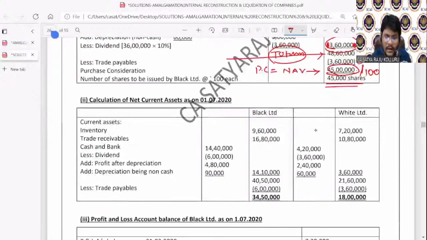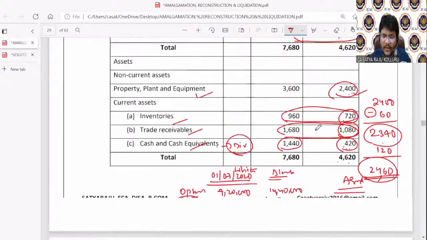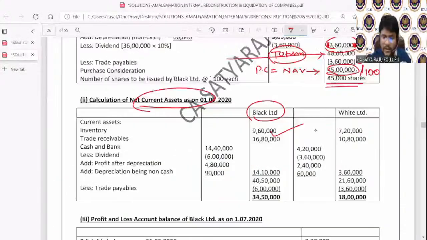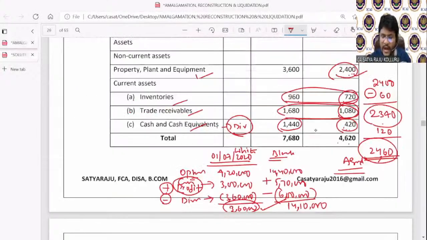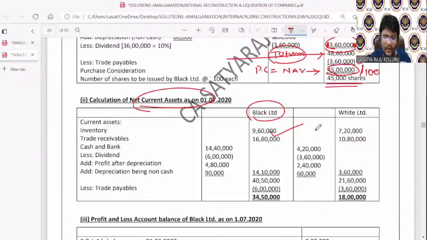Let us go to the net current assets value. First, let me check Black Limited. Inventory at the as-it-is value: if you check the inventory, 9,60,000. Next, trade receivables, the as-it-is value is 16,80,000. Cash and bank, just now we calculated, we get 14,10,000. Trade payable 6 lakhs is the book value.